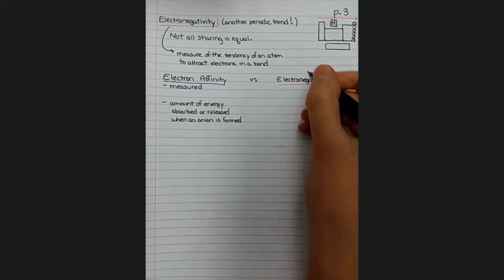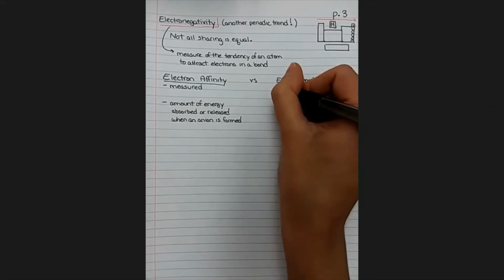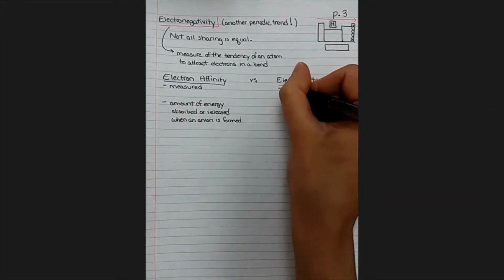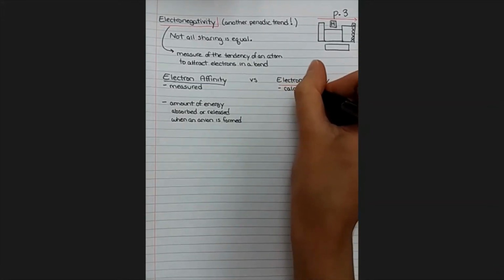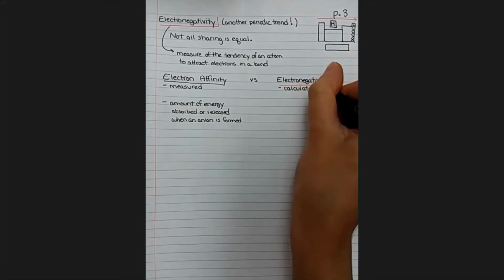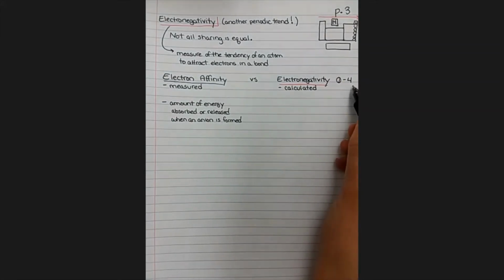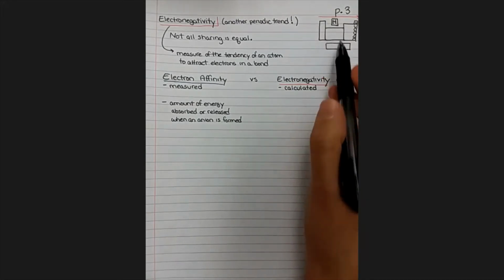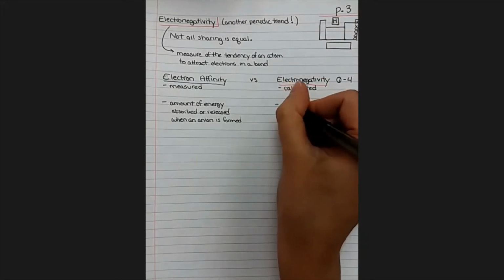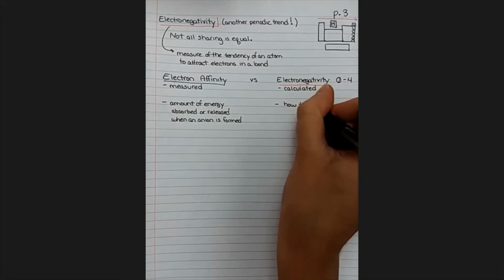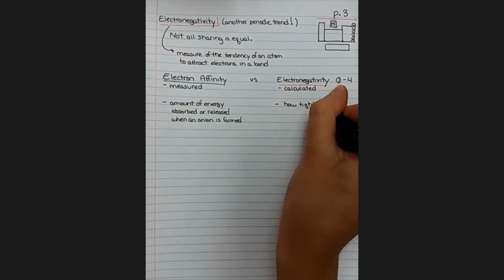Okay, and so now let's compare that to electronegativity. Electronegativity is not measured, it's calculated. This is a theoretical system invented by Linus Pauling, which is on a 0 to 4 scale, so it's always positive. And on a scale of 0 to 4, each element receives a number that indicates how tightly an atom attracts an electron in a bond.